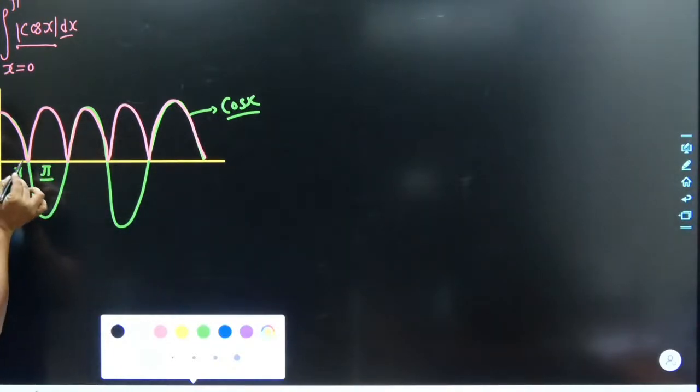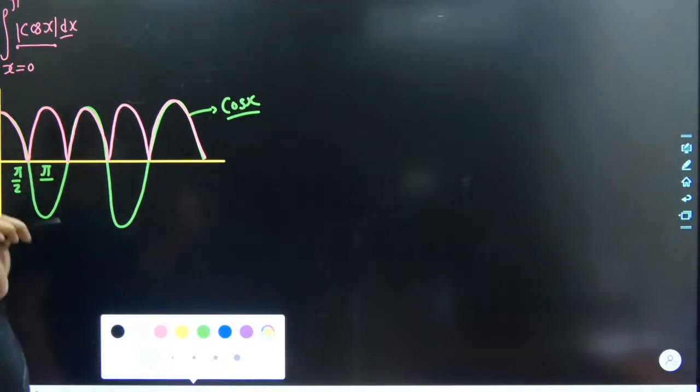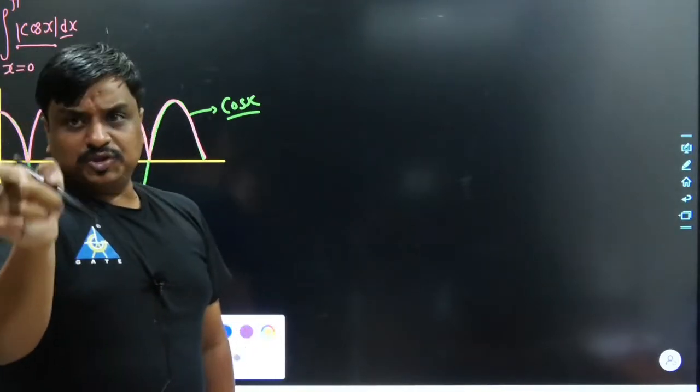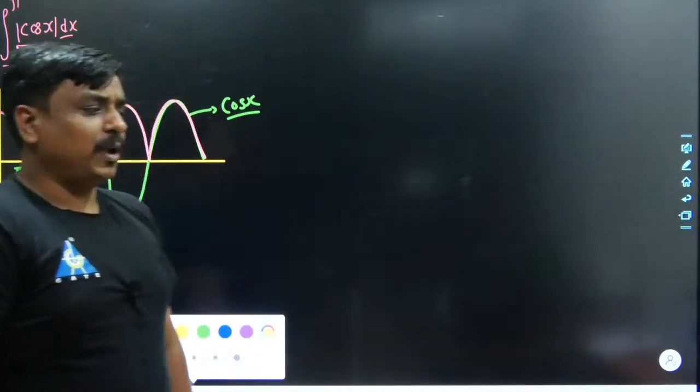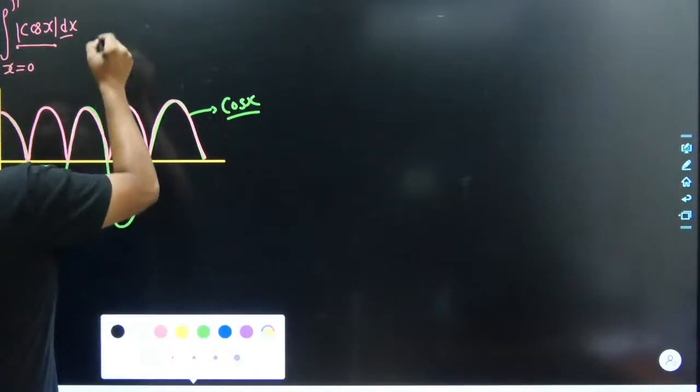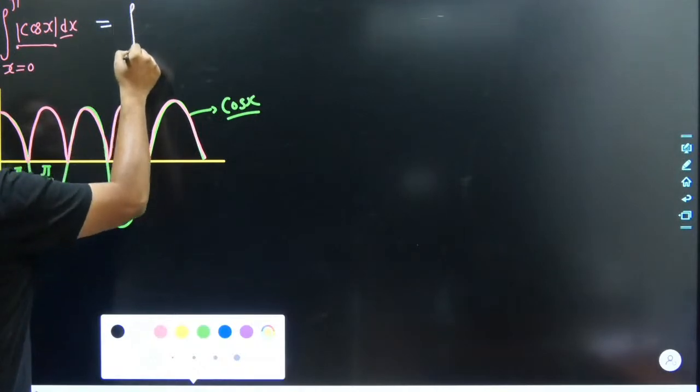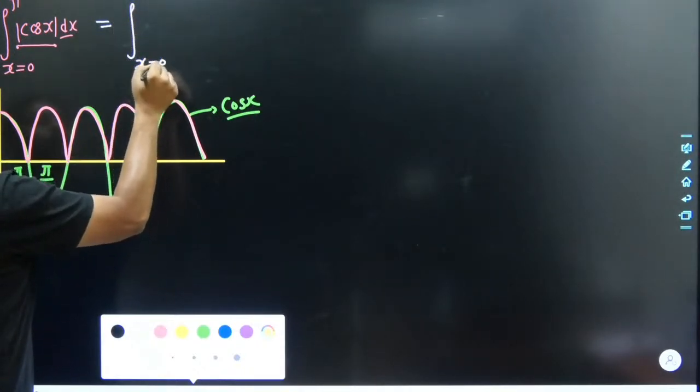Obviously, the nature of the function changes at x equals pi by 2. So the integration has to be taken in parts, taking the reference from 0 to pi by 2, and then I will move from pi by 2 to pi. Could you understand what I am saying? Each one of us must be agreeing with what I wanted to write here.